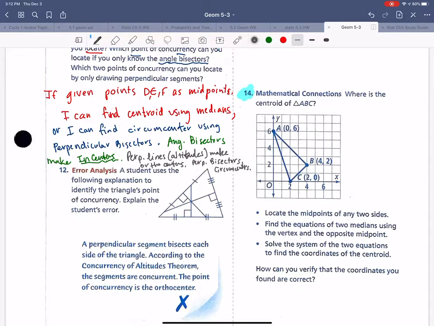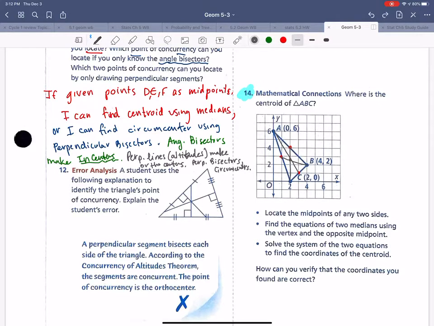Question 14. Where is the centroid? Okay, so I'm going to cut this in half, cut this one in half, and cut that one in half. Okay, so I've cut those in half, and now I'm going to trace it back to the opposite side. So I'm going to trace it back to the opposite point, and it looks like it's right there. So where is the centroid?